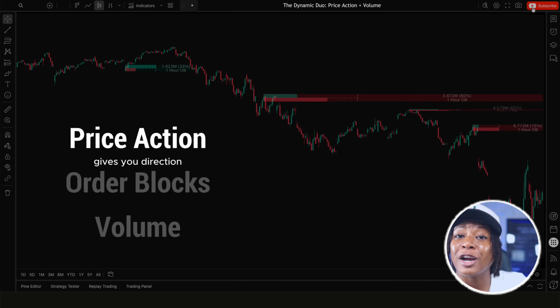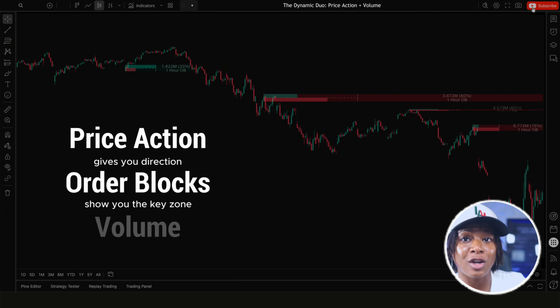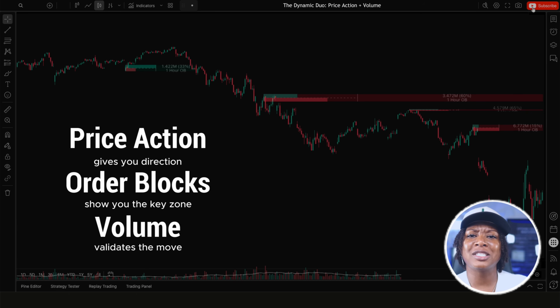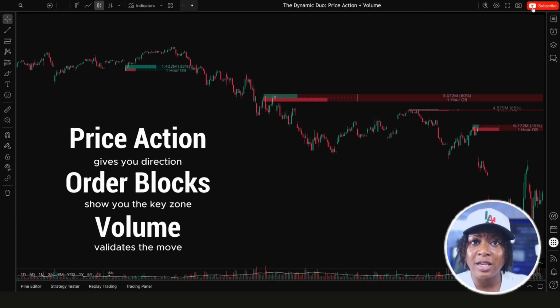Price action gives you direction. Order blocks show you the key zones, and volume shows you if those moves are legit or if it's just noise. So this little combination has completely transformed the way that I trade. I might trade less, but when I do trade, I feel confident about it. Does that make sense? It simplifies things without losing the depth. Keep these three elements working together and you're going to have a profitable framework to confidently move around the market.